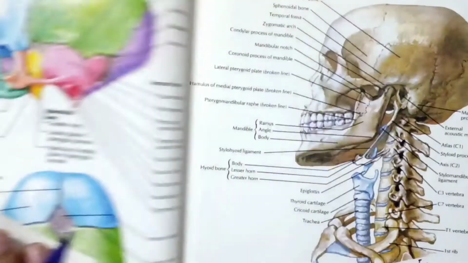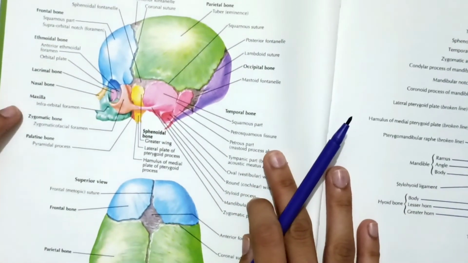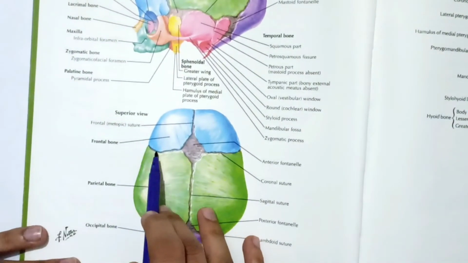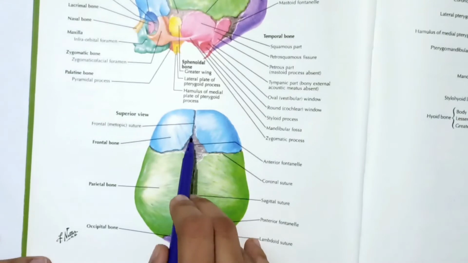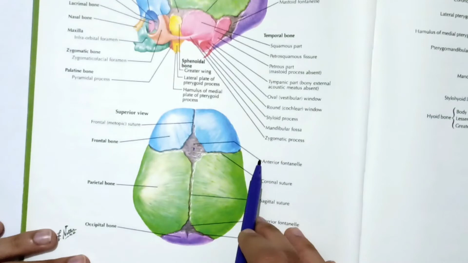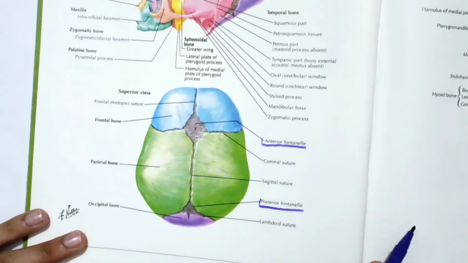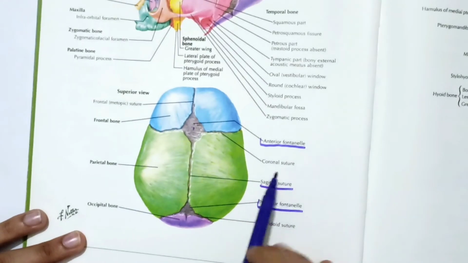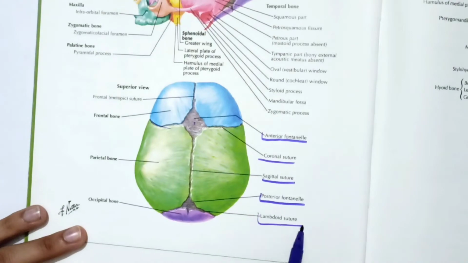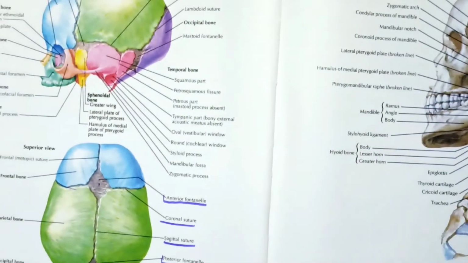Now this is the skull of fetus or newborn baby. We know that the sutures are not completely closed in the fetus. So we have fontanelles. You can see here, this is anterior fontanelle, this is posterior fontanelle, this is sagittal suture, the coronal suture, and the lambdoid suture. So this is a skull of newborn.